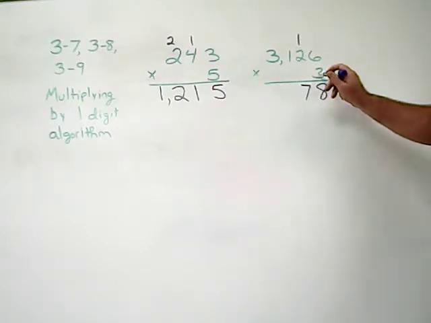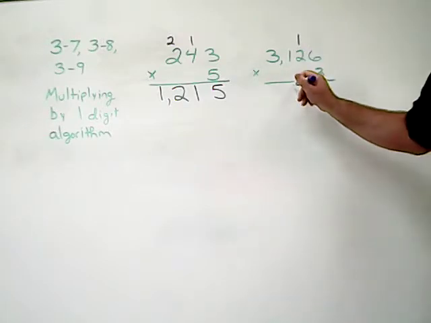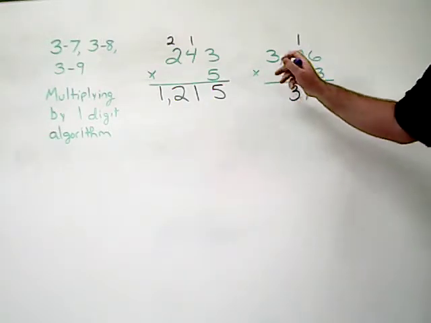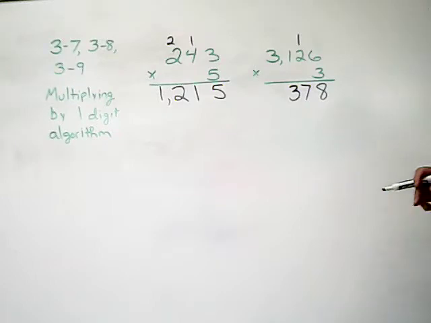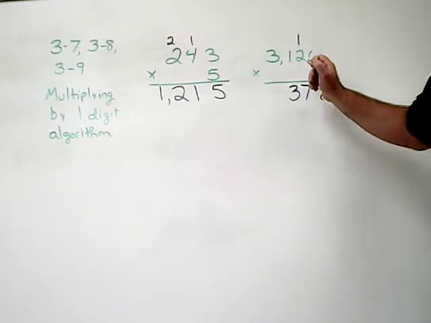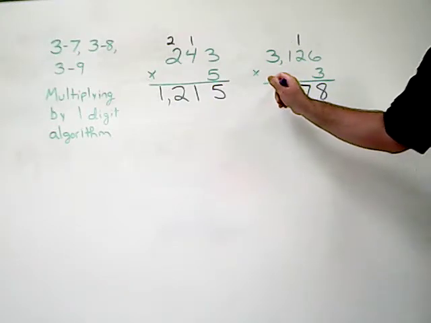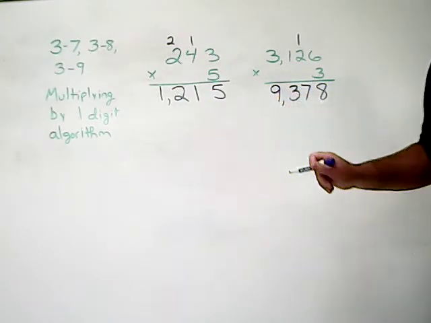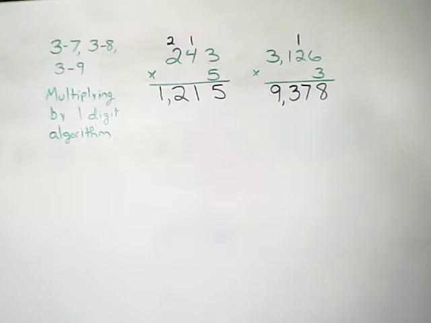So next I'm going to do 3 times 1, which equals 3. Again, no digit to carry above because 3 is a single digit number. And lastly, 3 times 3 equals 9. I have a final product of 9,378.